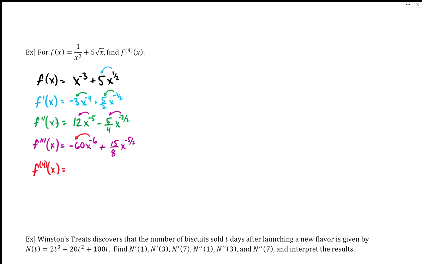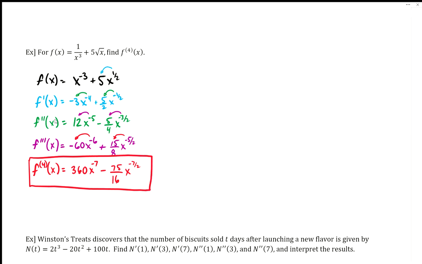Okay, so this negative 6 multiplies the front. Negative and negative would be positive 360. And then x, and still minus 1 from the power would be negative 7. And then the negative 5/2 multiplies the front. Positive and a negative makes it negative. 15 times 5 is 75. 8 times 2 is 16. And then x, and then minus 1 from that power would be negative 7/2. There we go. So we got it. We found what they wanted, this fourth order derivative.